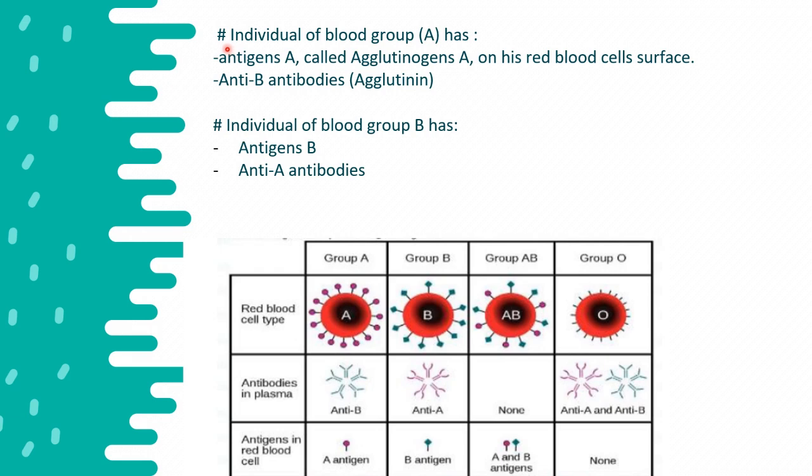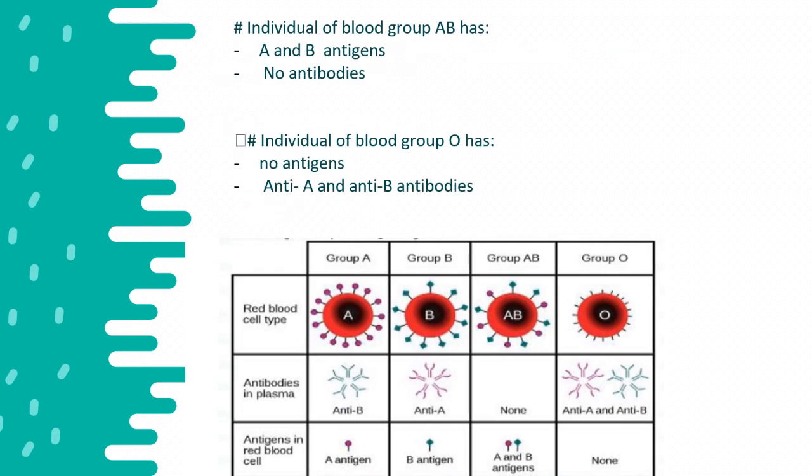So we conclude that an individual of blood group A has antigens A, called agglutinogens A, on his red blood cell surface and anti-B antibodies. An individual of blood group B has antigens B and anti-A antibodies. An individual of blood group AB has A and B antigens and no antibodies. An individual of blood group O has no antigens and it has anti-A and anti-B antibodies.